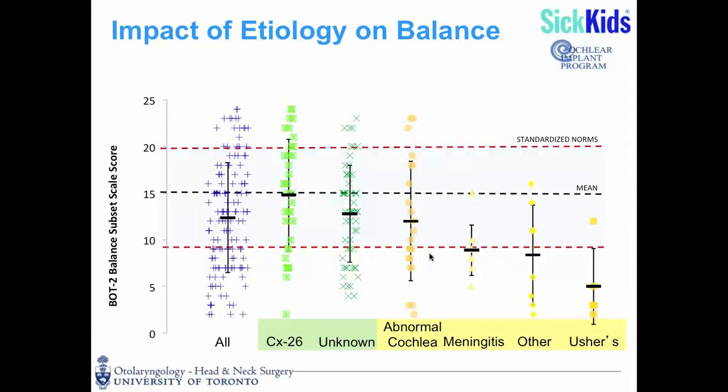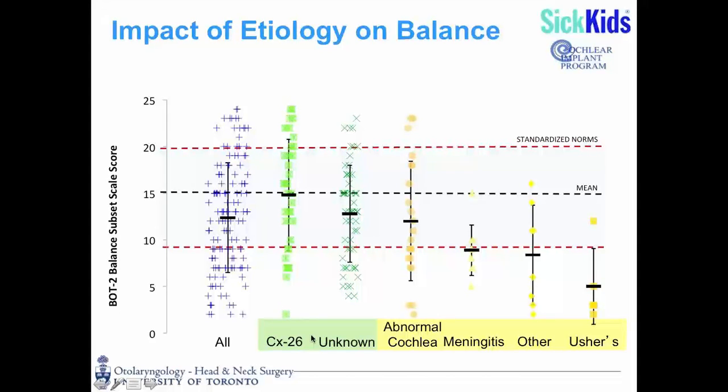And so we broke it down by etiology, and what we see here is the individual data for the children contained in that blue bar. This is everybody, and you can see there is a huge variability here. From expert performers, these are our Olympic gymnasts, to children who are having a really, really hard time staying upright.